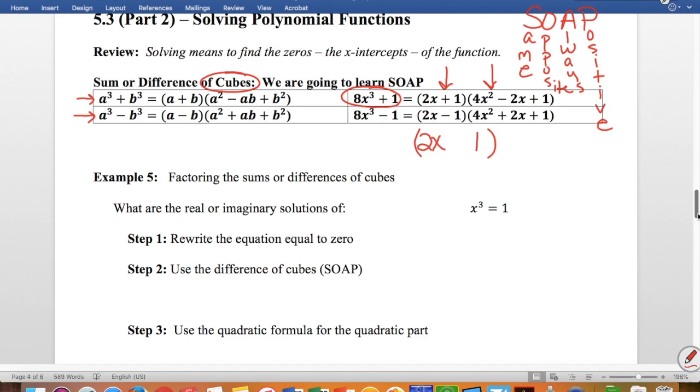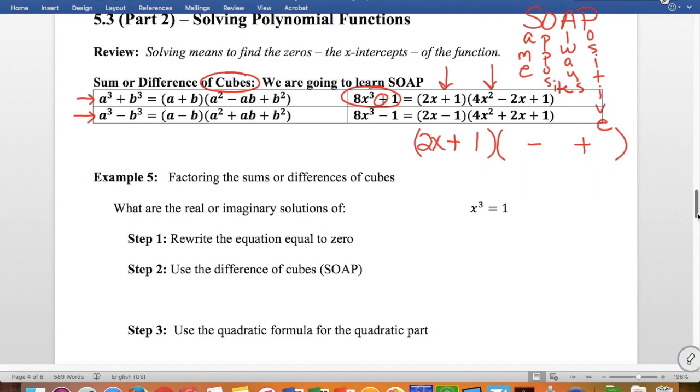Now this is where the same, opposite, always positive comes in. So the sign in your first parentheses is the same as your original equation. The first sign in the second parentheses is opposite. The last sign is always positive. So it goes same, opposite, always positive, because you're going to break into a trinomial. Okay? So same, opposite, always positive.